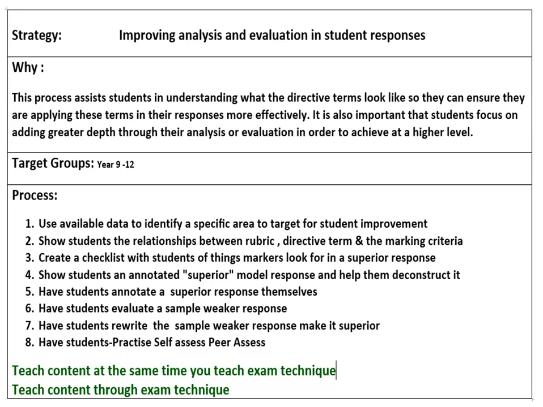The next step is to have students evaluate a sample weaker response and for them to look at the ways they would do things differently. What's missing? How can they use the criteria to help them identify where those gaps are? We then want students to rewrite that sample weaker response to make it a superior response. And this can be done individually. You can have students work in pairs or small groups as a way to build their skills in this area.